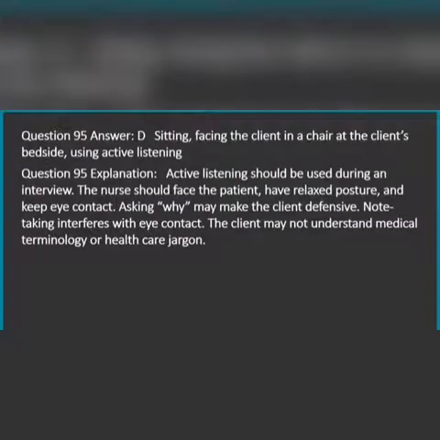Question 95 Answer. D. Sitting, facing the client in a chair at the client's bedside, using active listening. Question 95 Explanation. Active listening should be used during an interview. The nurse should face the patient, have relaxed posture, and keep eye contact. Asking why may make the client defensive. Note-taking interferes with eye contact. The client may not understand medical terminology or healthcare jargon.